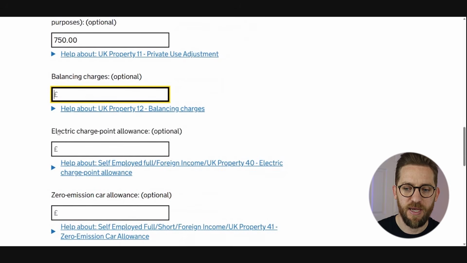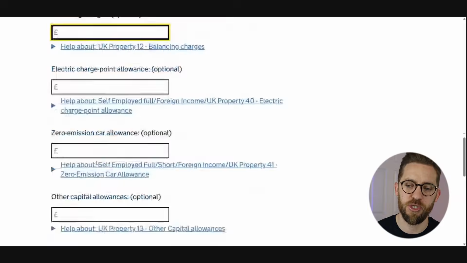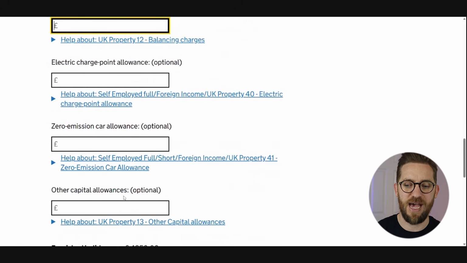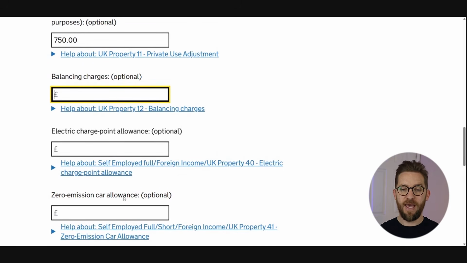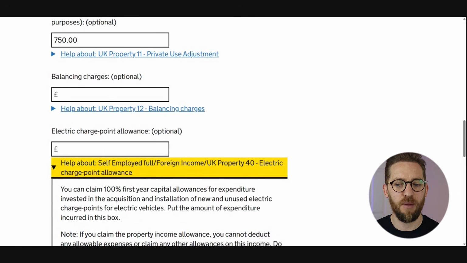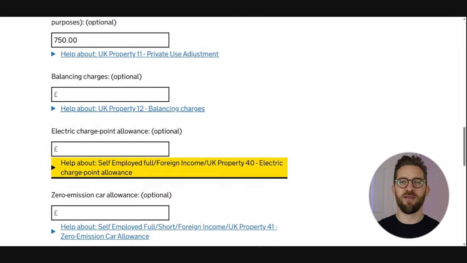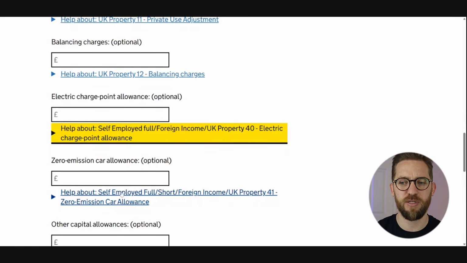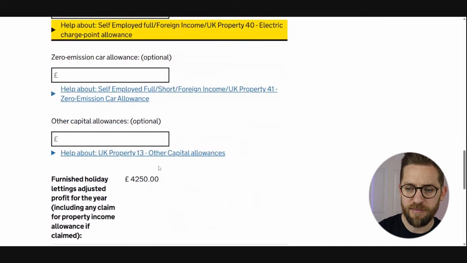Balancing charges, electric charge point allowance, zero emission car allowance, and then other capital allowance. These all relate to capital allowances. So where you own assets within your furnished holiday let business and you dispose of those assets, or potentially you buy new assets like electric charge points, you might be able to claim the full amount in the first year of trading. You might have to spread the cost of those assets over multiple years. It gets a little bit more complicated, so I'm not going to go into great detail on it, but all of these relate to owning assets, disposing of assets, buying new assets into your property business.